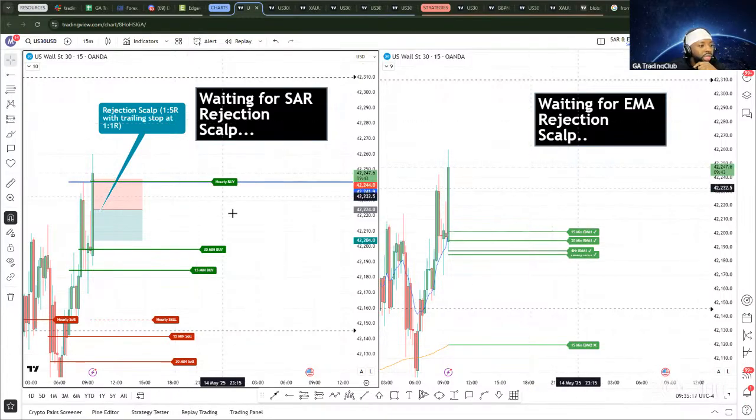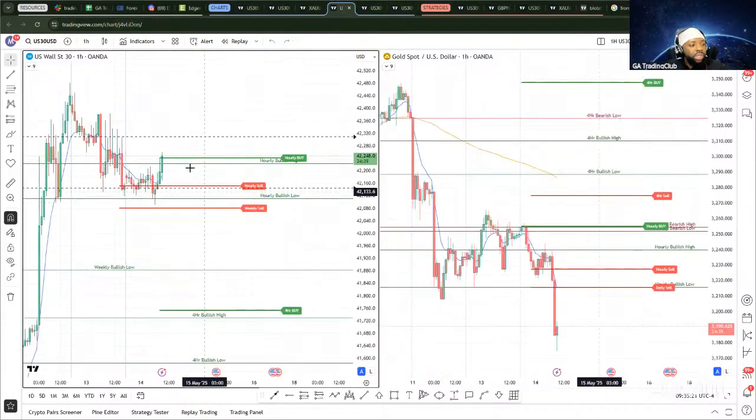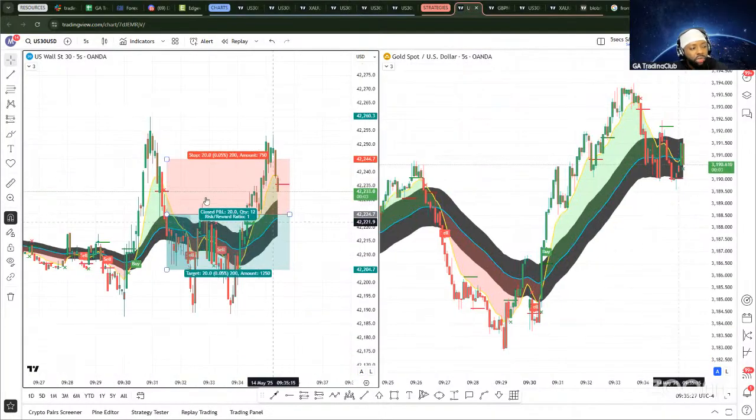Anyway, so there was this win right here that was based off of an hourly buy rejection that happened around market open. And that trade went straight to TP.